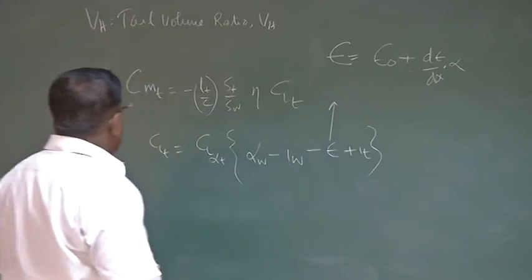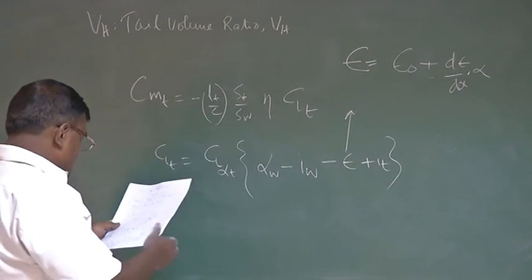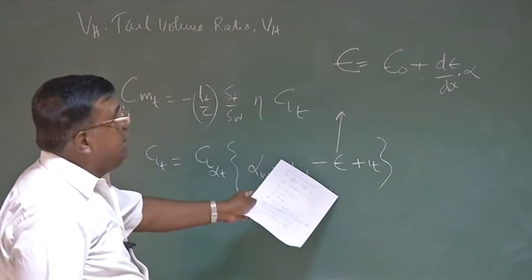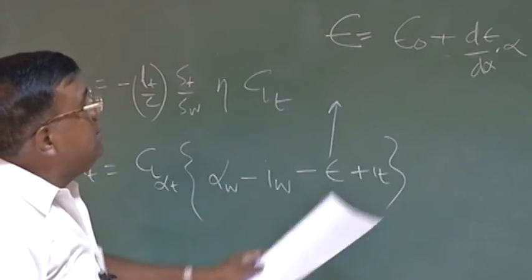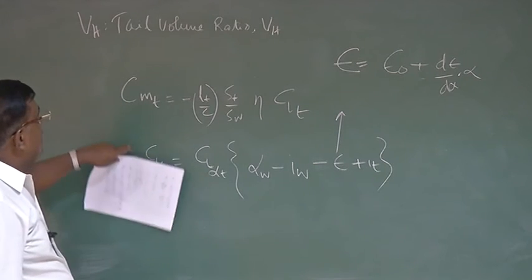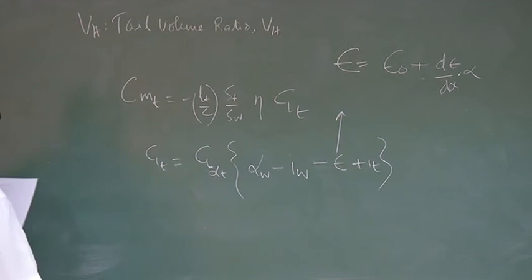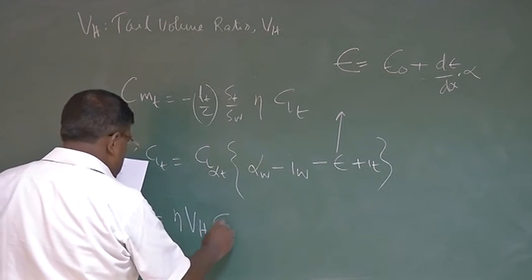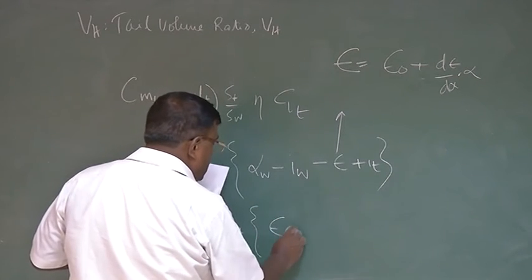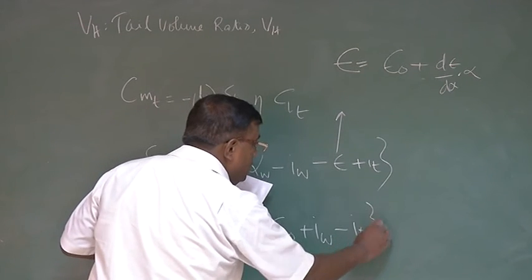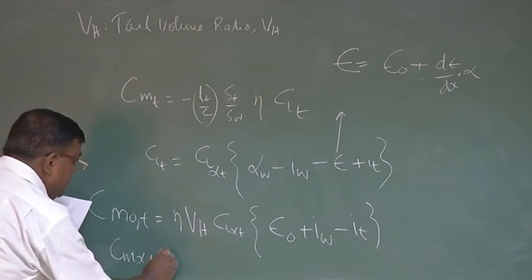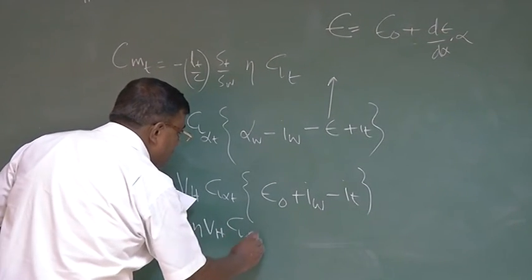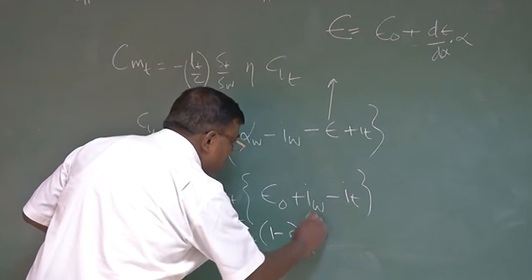So if I substitute here and then resubstitute the CL tail here, I can get an expression which I will write directly here. I take CL alpha tail into this angle at the tail and expand epsilon equal to epsilon naught plus d epsilon by d alpha into alpha. Then I put this term in this expression. Then I can show that CM naught of tail will be equal to eta VH CL alpha tail into epsilon naught plus IW minus IT, and CM alpha tail is minus eta VH CL alpha tail into 1 minus d epsilon by d alpha. Okay?